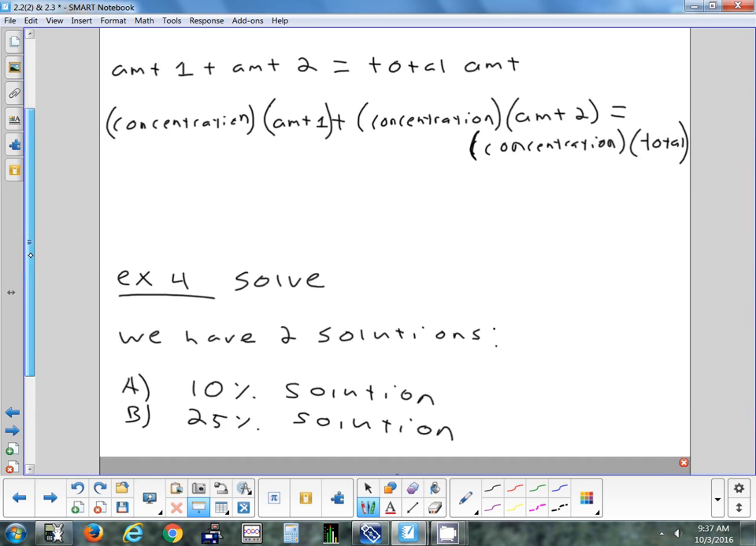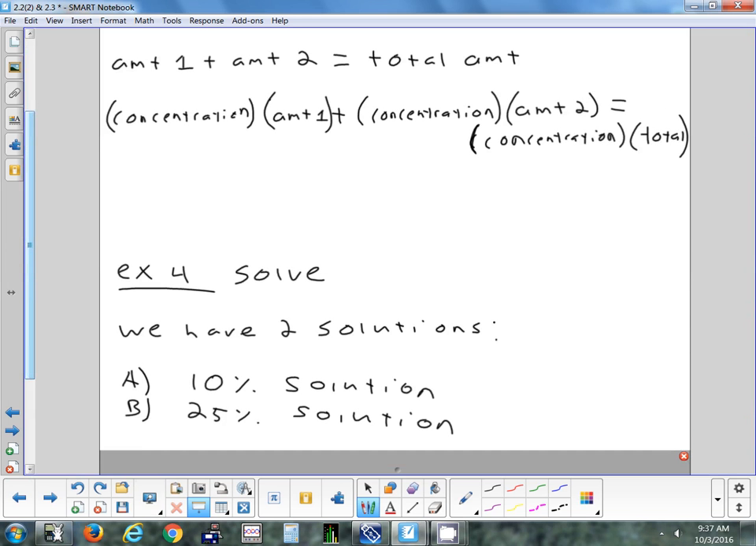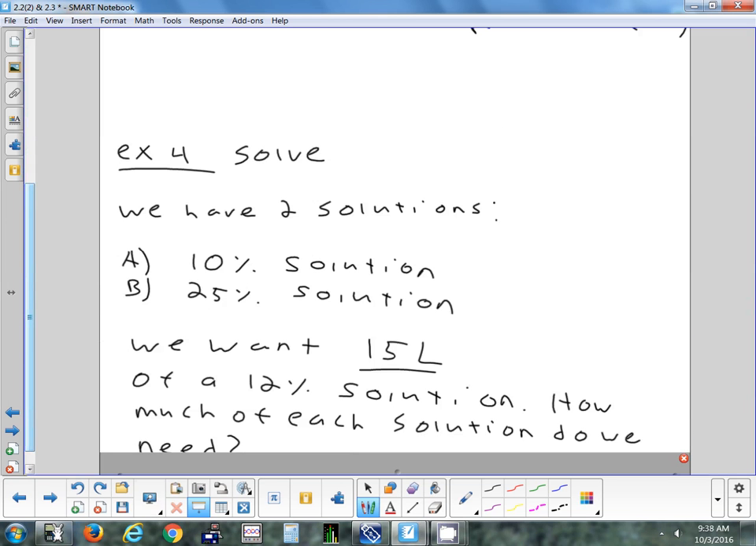All right, so in our example, we're going to mix two solutions. One of them is a 10% solution. One of them is a 25% solution. Okay, the only thing I need to know is how much do they want me to create? How much stuff do they want me to make? And how strong? What percent do they want? Does anyone have the two equations? Okay. So they want me to mix it so I have 15 liters of a 12% solution. How much of each solution do I need?